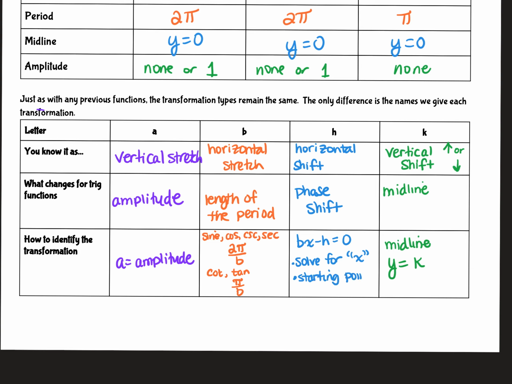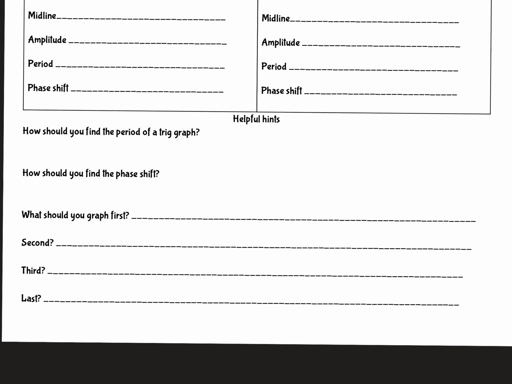So I'm actually going to start towards the bottom of your page here and do the helpful hints first. So how should you find the period of the trig graph? I'm just going to reiterate what we said on the previous page. To find the period of the trig graph, you take your default period, whatever it is. So for sine, cosine, cosecant, and secant, we're going to take the default period of 2 pi and divide it by b. For cotangent and tangent, we take the default period of pi and divide by b. And either way, that's going to give you the period of your transformed graph.